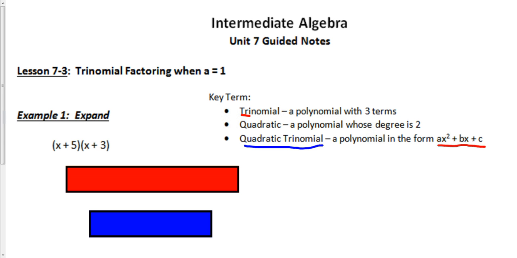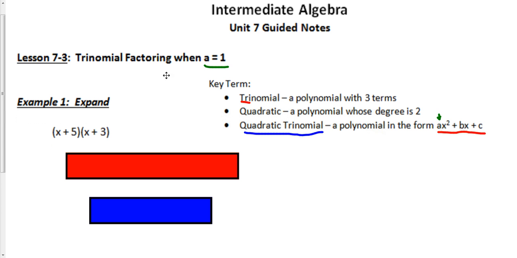Now today, when we're looking at factoring things, we're only going to be worried about the ones where a is 1. So this coefficient out front here, this a, is always going to be 1 in each of our trinomials, our quadratic trinomials that we are trying to factor. So before we go on to factoring those, I want to review some expanding pieces.